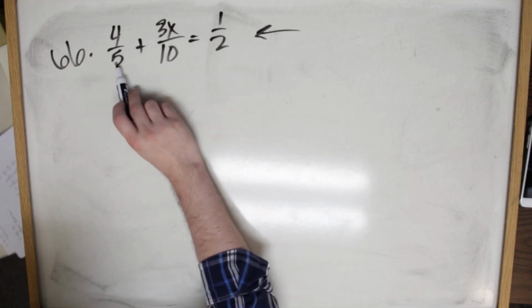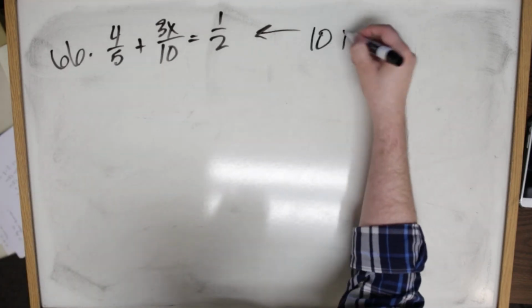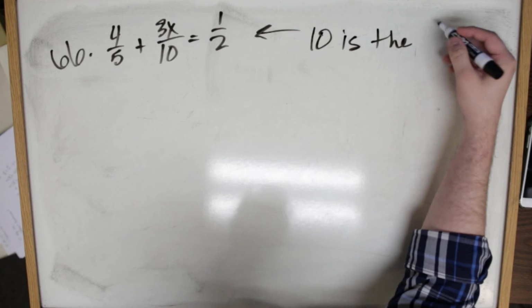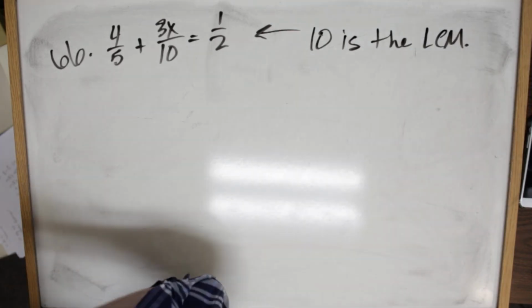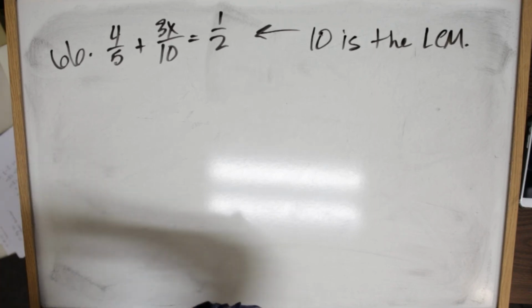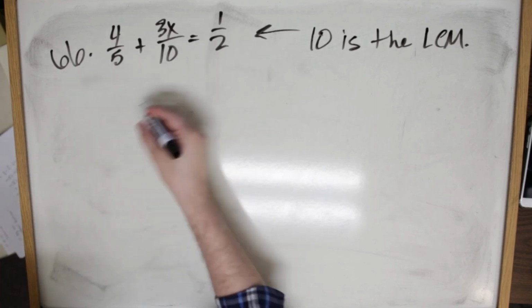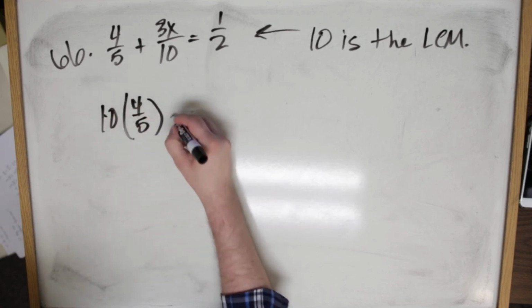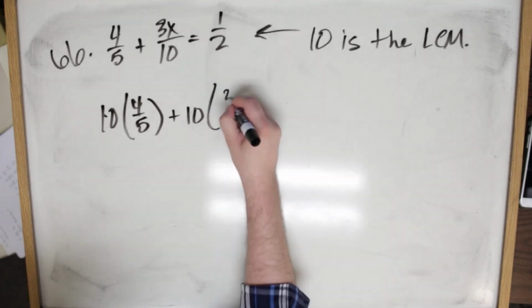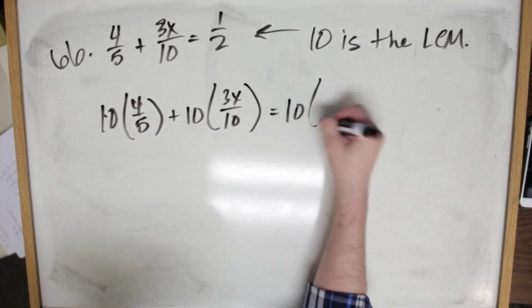Is 10 a multiple of 5? 5, 10. Yes, indeed. So 10 is the number. 10 is the LCM. Okay? So, what we do is we multiply 10 times literally everything. 10 times 4/5 plus 10 times 3x over 10 is equal to 10 times 1/2.